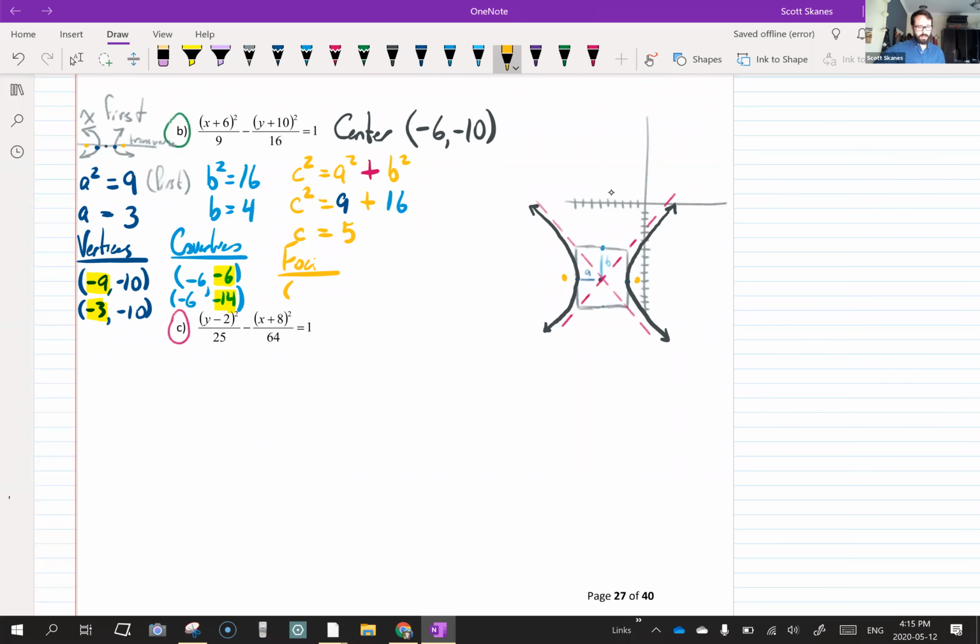Left, the center, -6 minus 5. That's -11. And -6 plus 5, -1. And I'm almost done. Asymptote is y plus 10 equals plus or minus 4 over 3 times x plus 6.